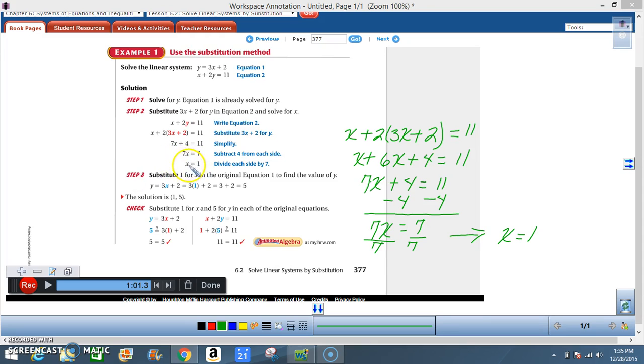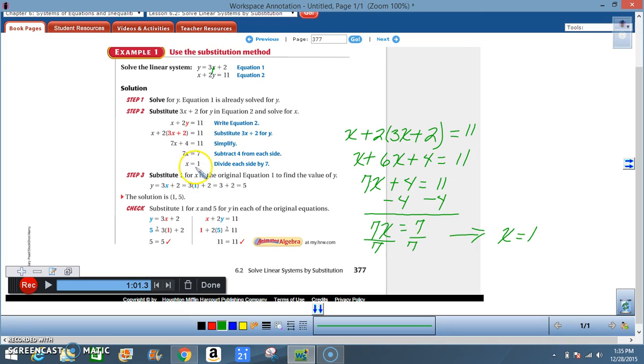Okay, now that we found the value for x, we're going to substitute the x back into the original equation, or the equation that's easiest to work. So in place of x, we're going to put 1. So we have y = 3x + 2. So y = 3 times 1 + 2. 3 times 1 is 3. Bring on the plus 2, and then 3 + 2 is 5. So we find out that our solution is that the x value is 1 and the y value is 5.